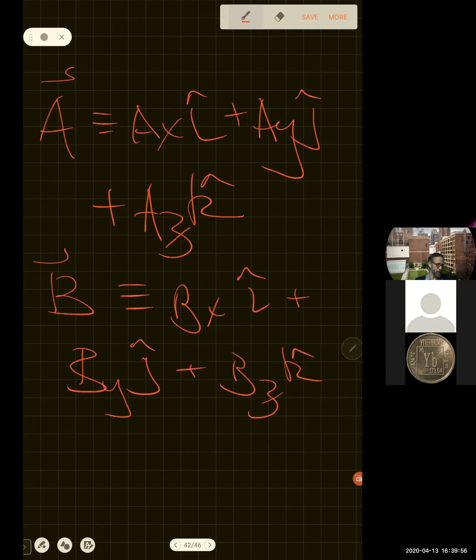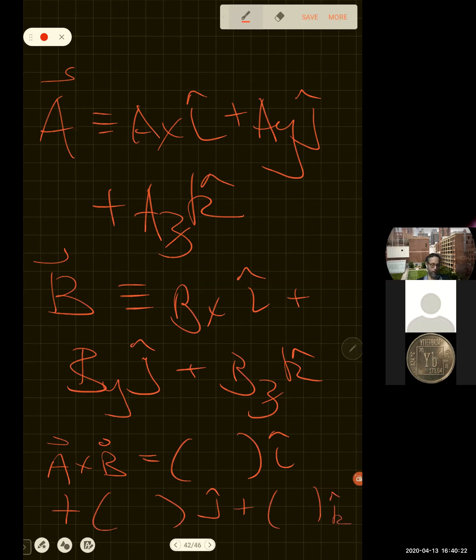So the answer is going to have some I part, some J part and some K part. It's going to point somewhat along the direction of each axis. So to look for the cross product is really to look for how big is the X piece? How big is the Y piece? How big is the Z piece?